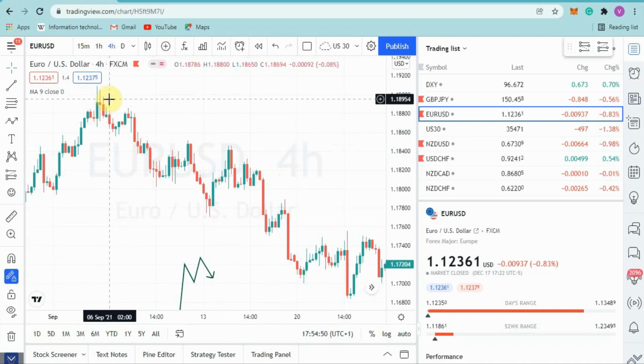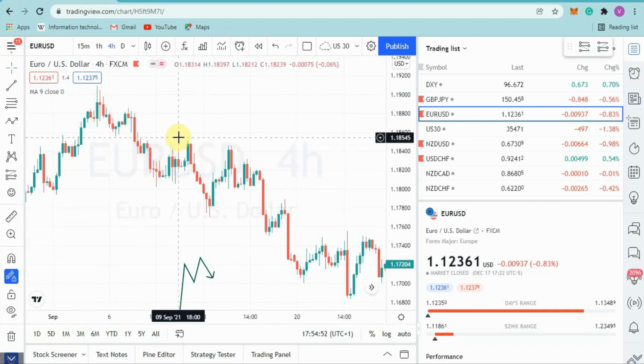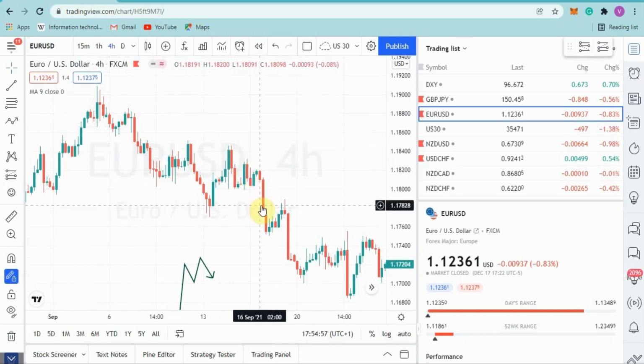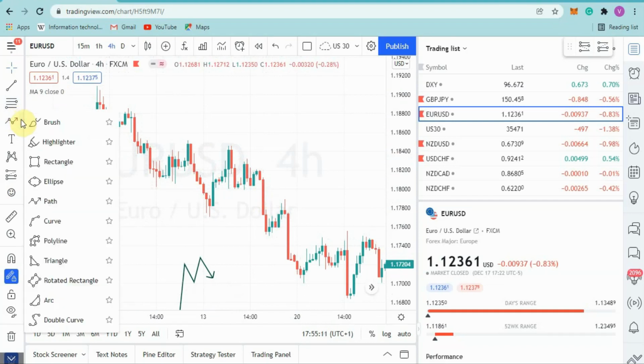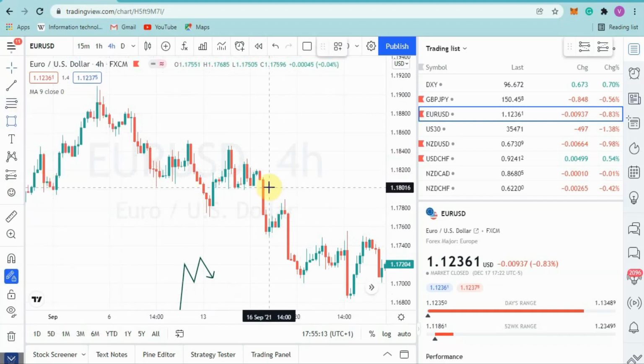We saw the market move gently, which is a downtrend, and all of a sudden we saw this strong bearish candle right here. It moved quite this distance, and this is what we call a fair value gap or an inefficiency. So I'm going to mark it out right now and show you how to mark it out.